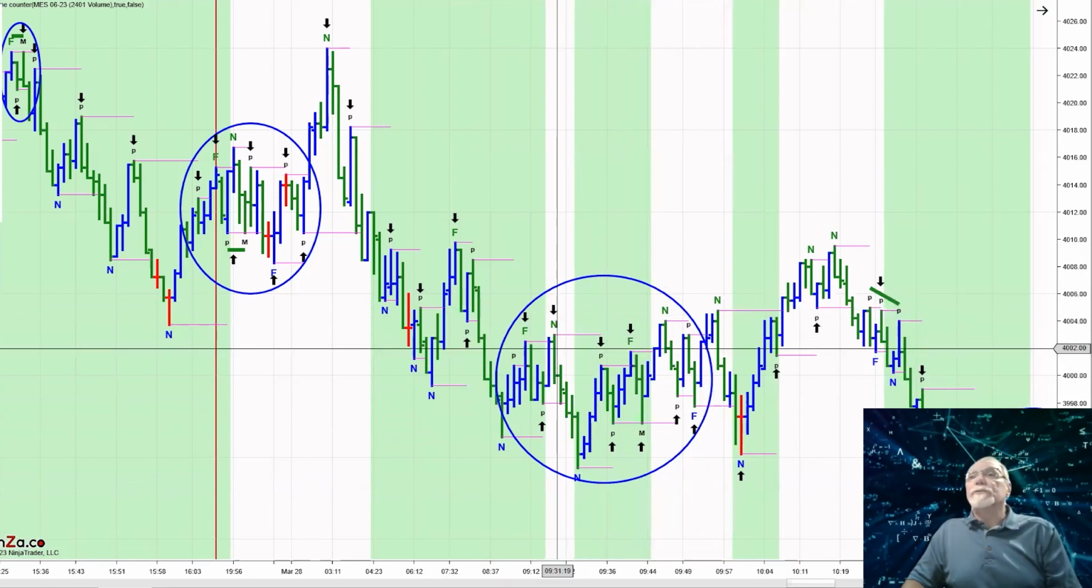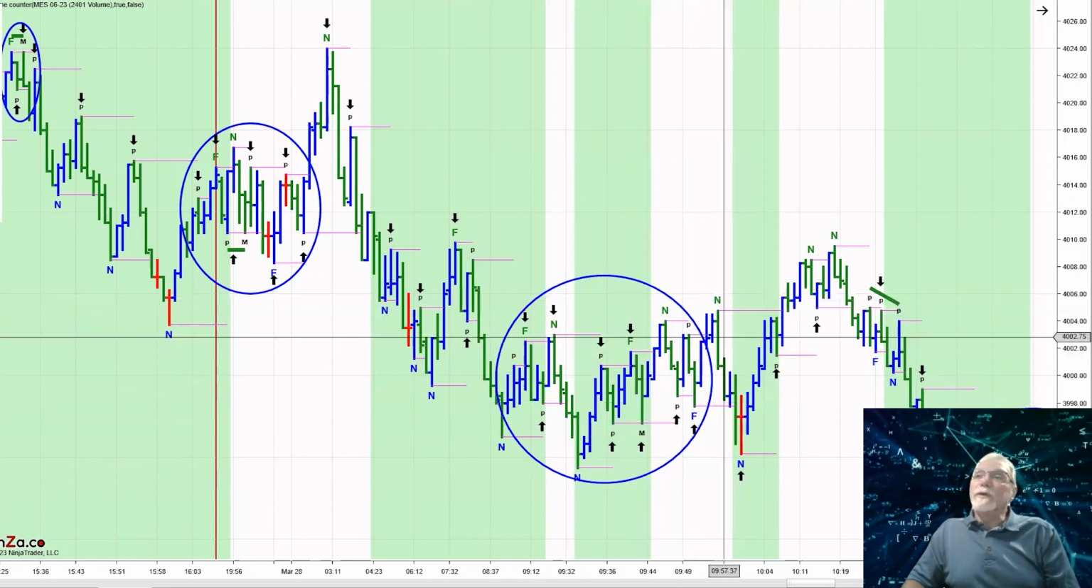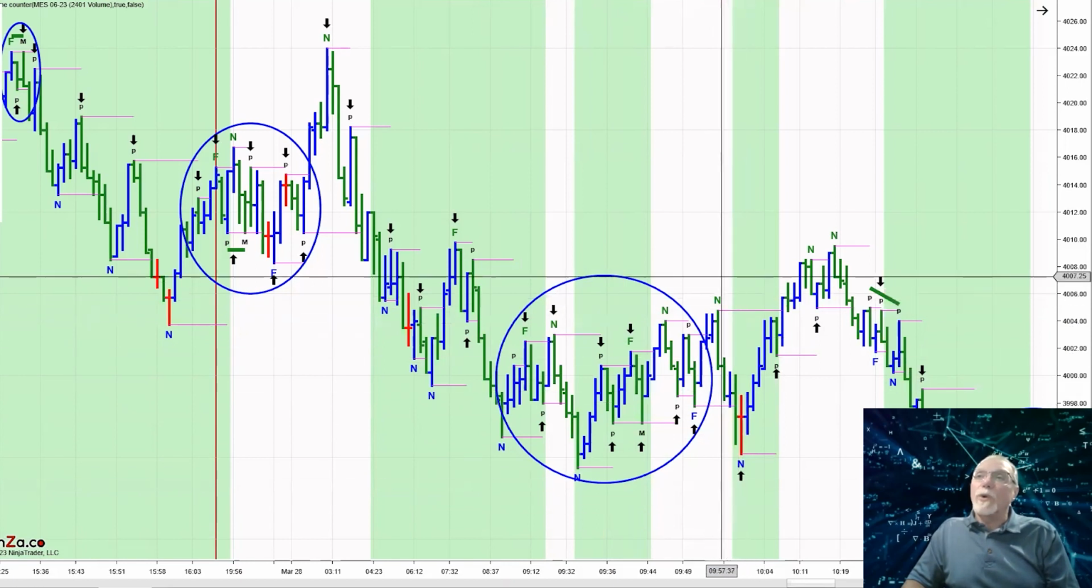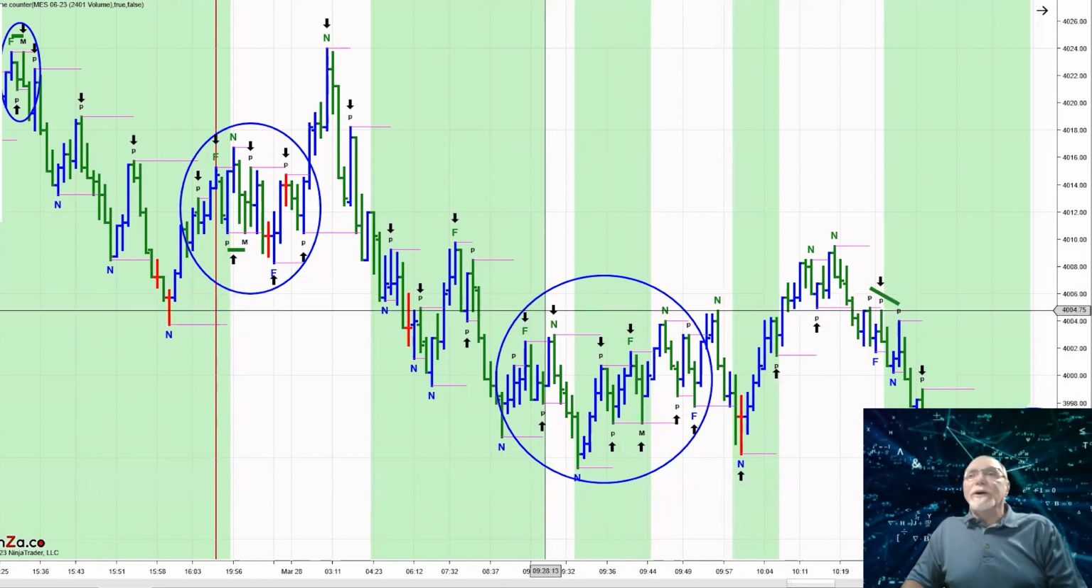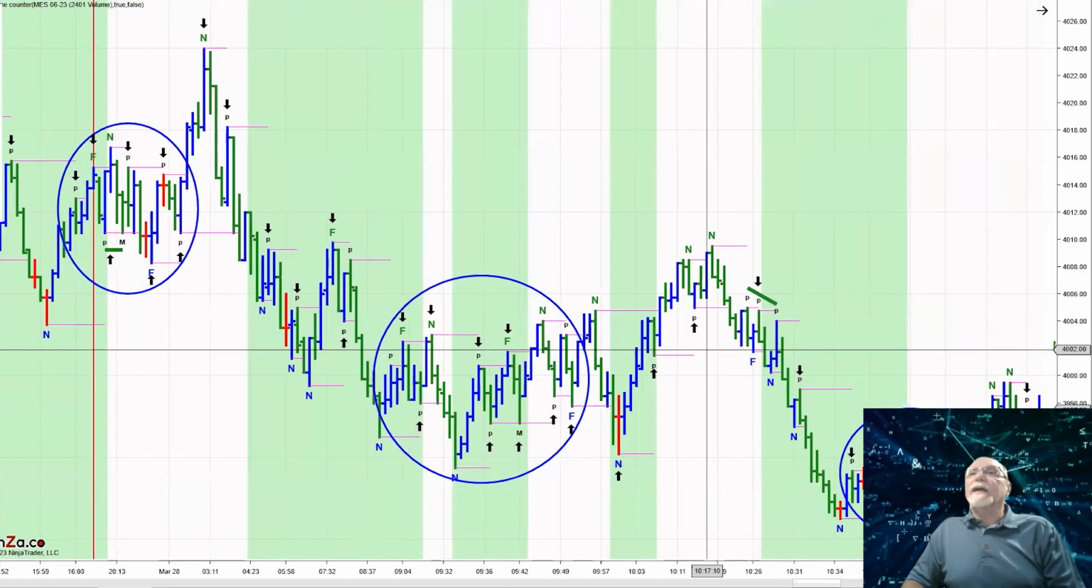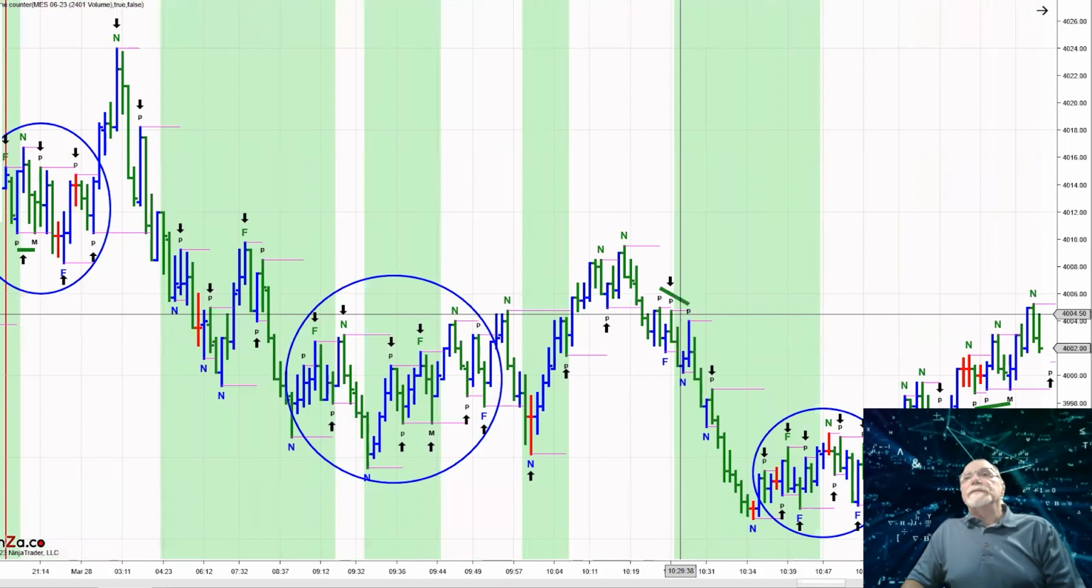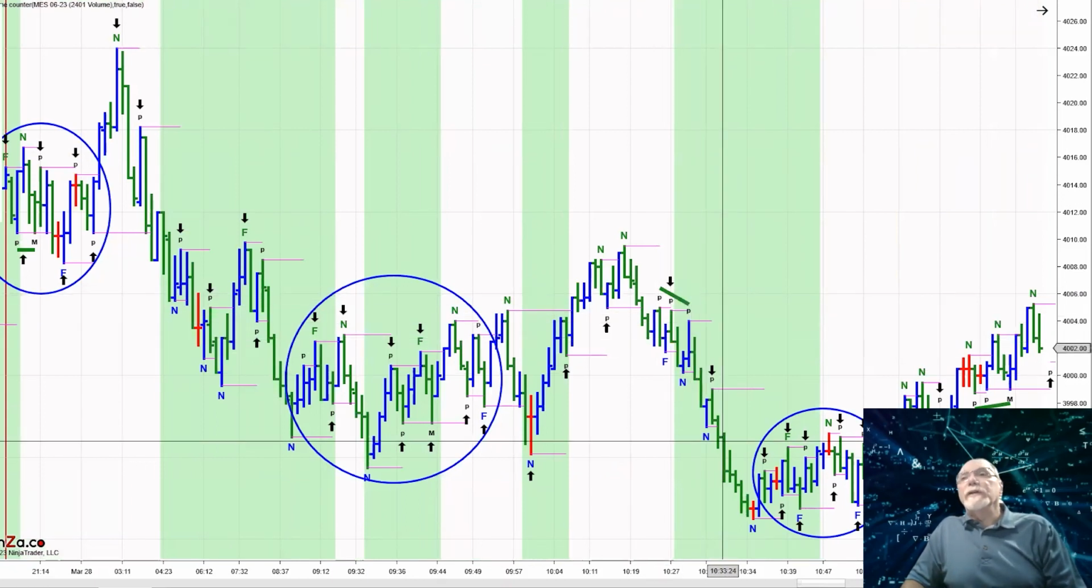It came up, took out a little resistance, then came down, and we see these new highs and new lows corresponding to each other as ascending consolidation. So we get that consolidation. It breaks out a little bit up here. We see it start to break down here and then drop.